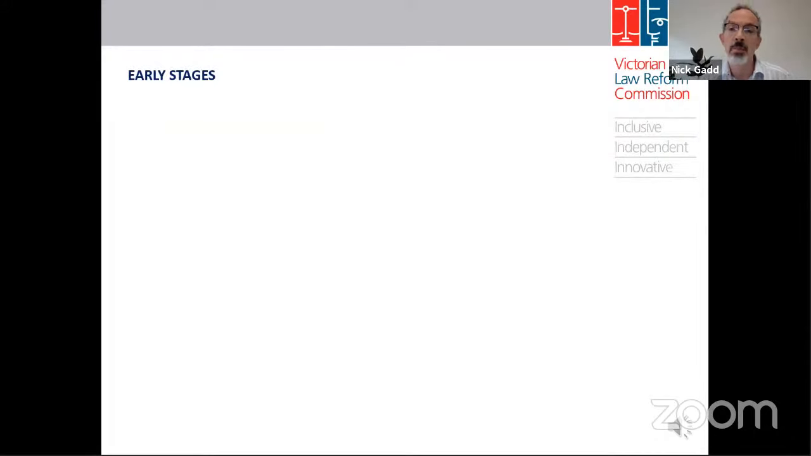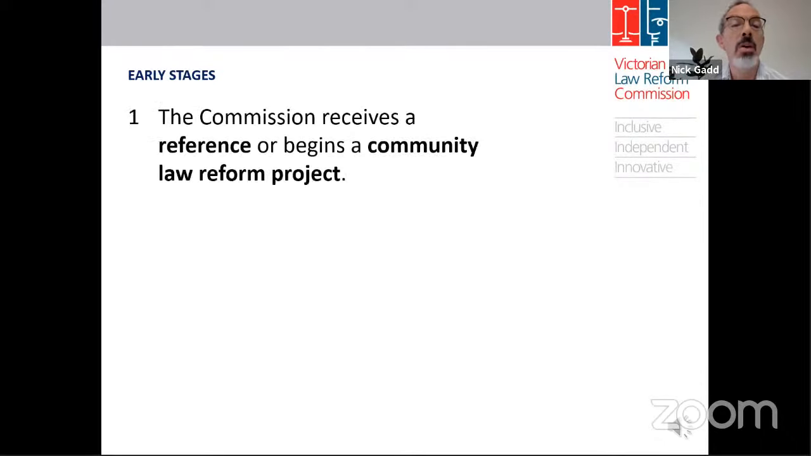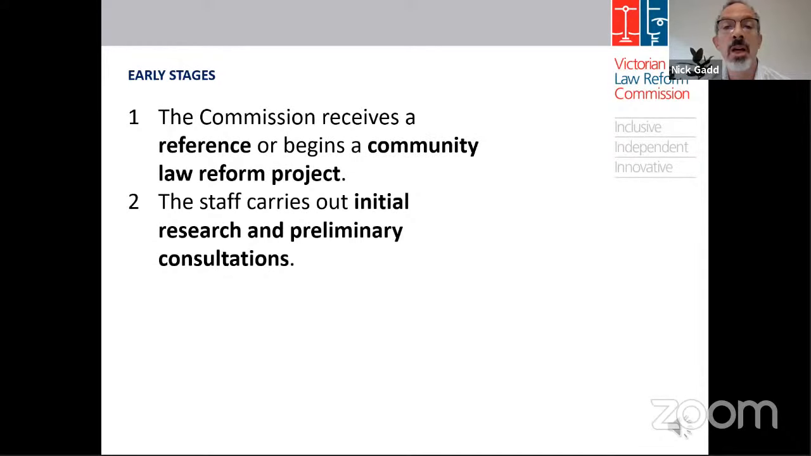I'm going to say a little bit about how we actually work, not in huge detail because it would take a while, but all of this, by the way, is on our website. You'll find a diagram which shows the process by which the VLRC works. And the key things here in the early stages are, as you can see, there's initial research, there's preliminary consultations, and there's the formation of an expert panel of people who can advise us. So these are some of the key things that we do.